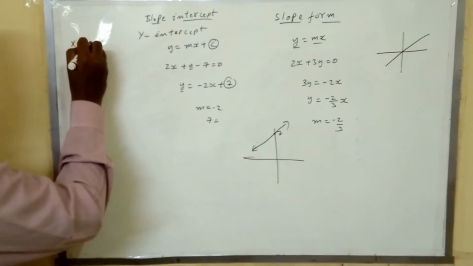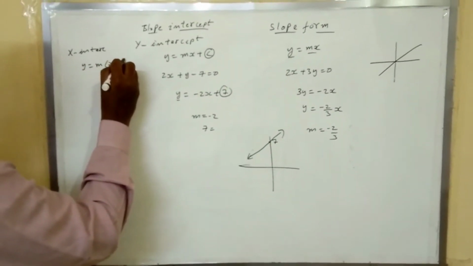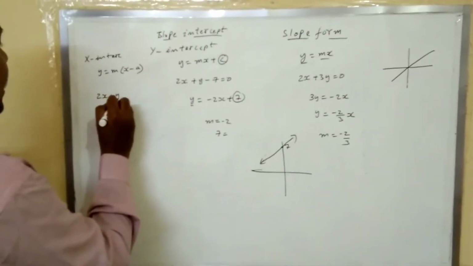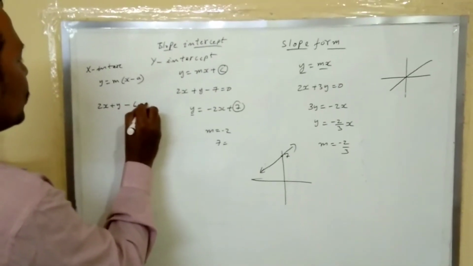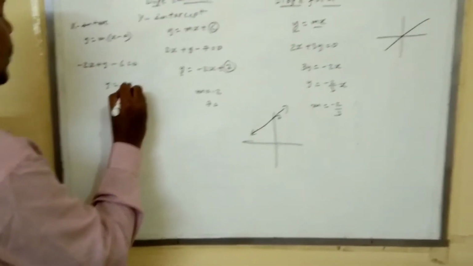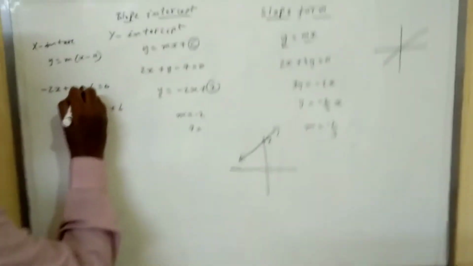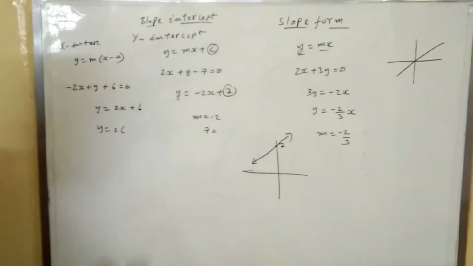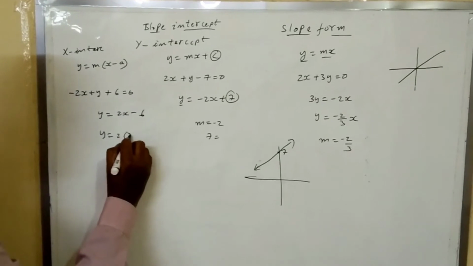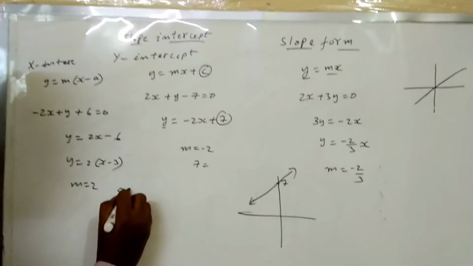X-intercept: y is equal to m into x minus a. For example, you take 2x plus y minus 6 is equal to 0. Then y is equal to minus 2x plus 6. Take minus 2 common: y is equal to minus 2 into x minus 3. So here m is equal to minus 2, that means slope, and a is nothing but 3.